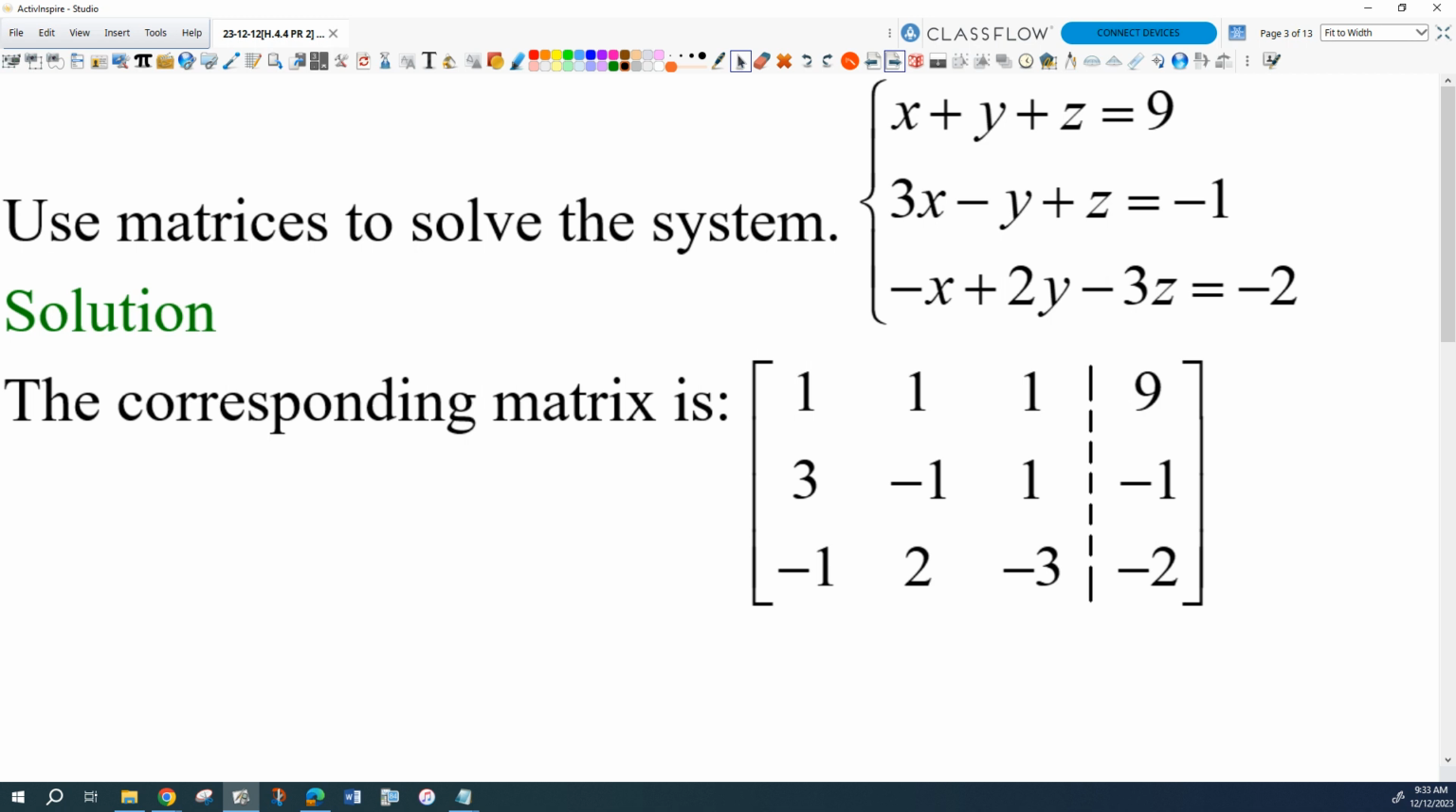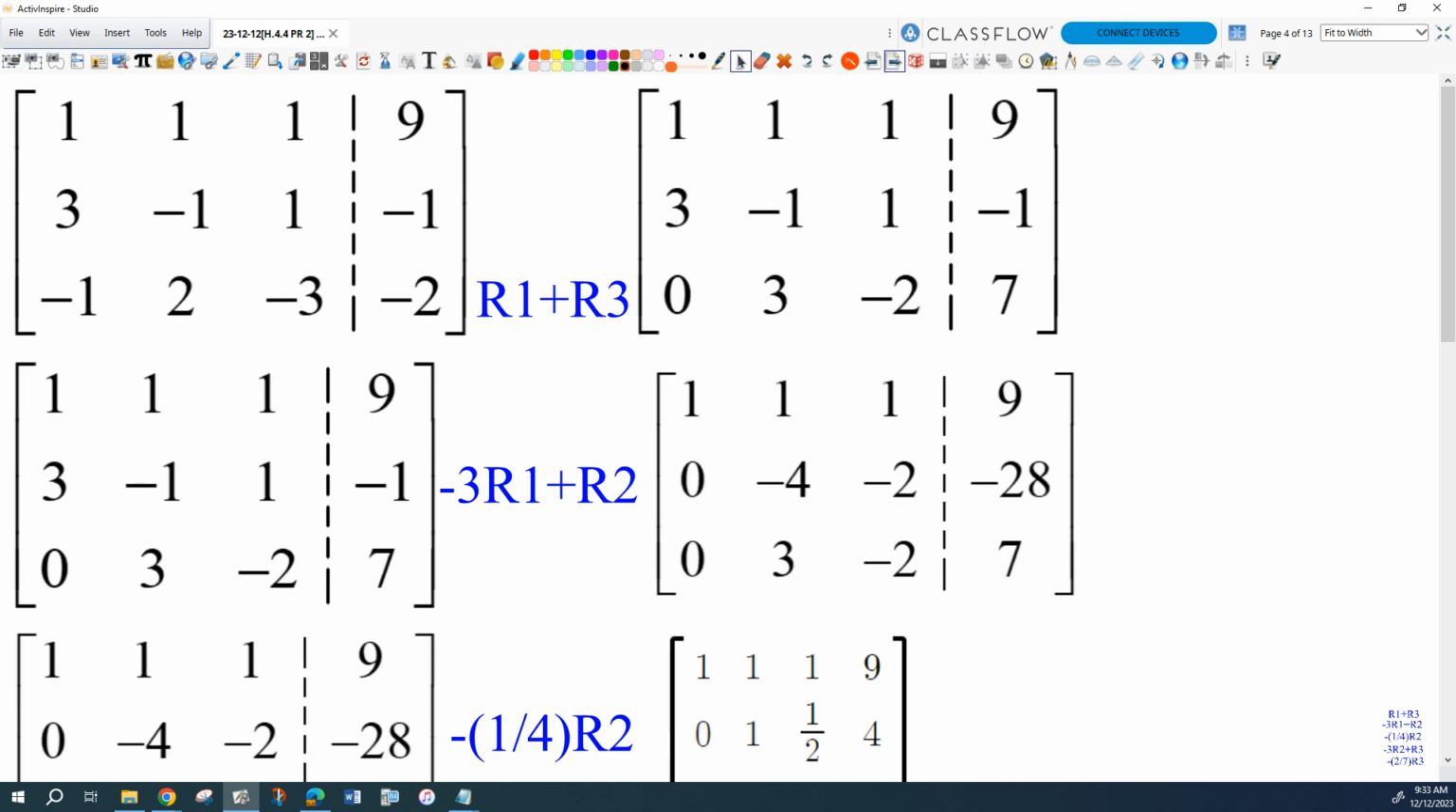So here's where we had left off, right? This is the system we were working on. So this is what we start with. We convert that into an augmented matrix. Here's what it looks like. And here's what we had done, okay? So this first stuff, we had decided we were going to add rows 1 and 3, which was good because it gave us a 0 there.